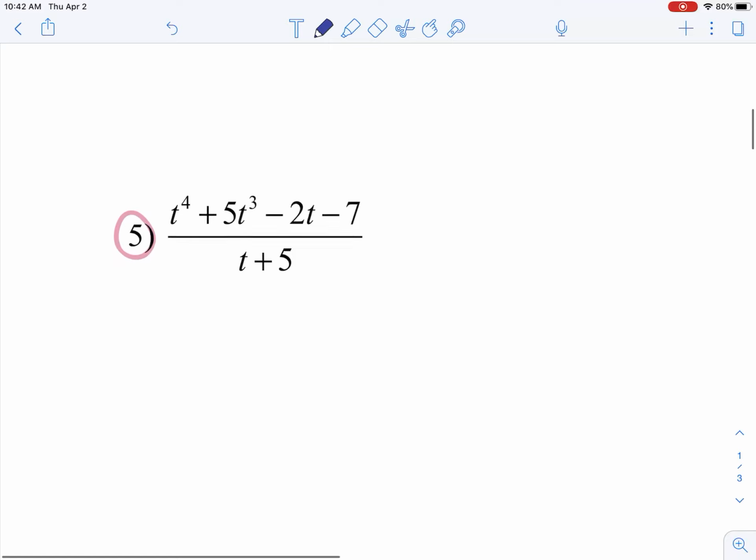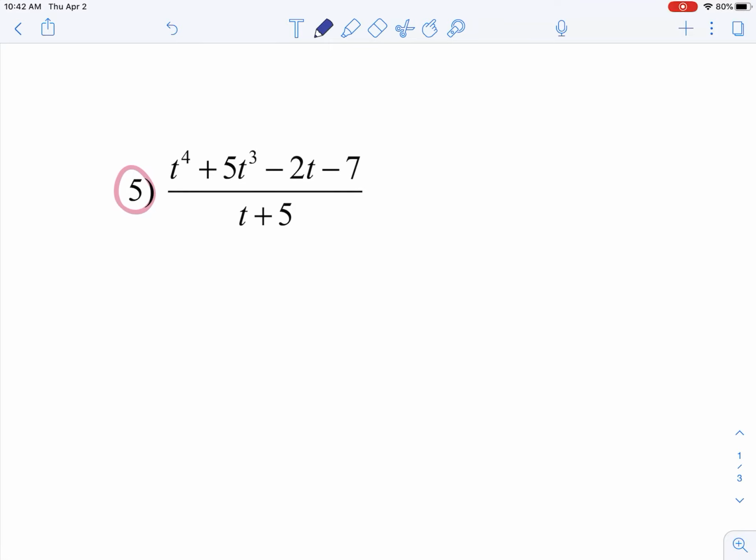First up, I need to know my root. My root in this case is the root of the divisor, -5. It's a root or a 0. I'm going to write out all of my coefficients of my polynomial and make sure my polynomial is written in descending order and that I have a placeholder 0 for t squared. 1, 5, 0, -2, -7.